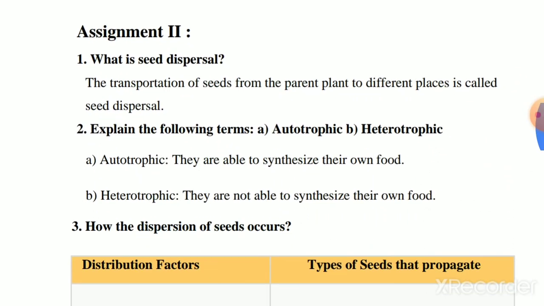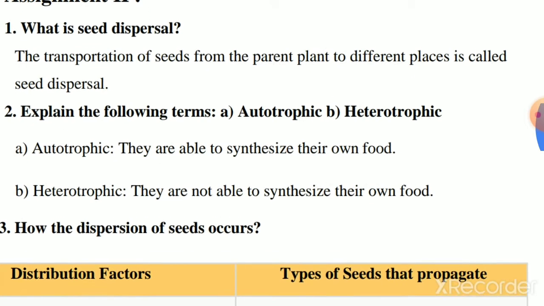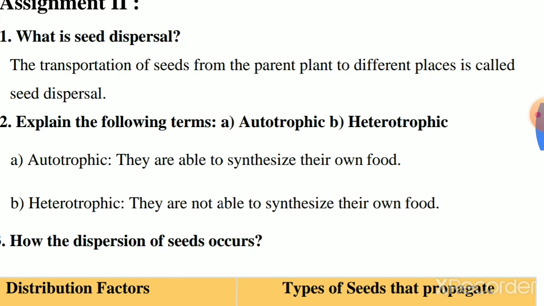What is seed dispersal? The transportation of seeds from the parent plant to different places is called seed dispersal. So the transportation of seed from the parent to another place is called seed dispersal. So what are the distribution factors? Wind, animal, water, and fruit burst.